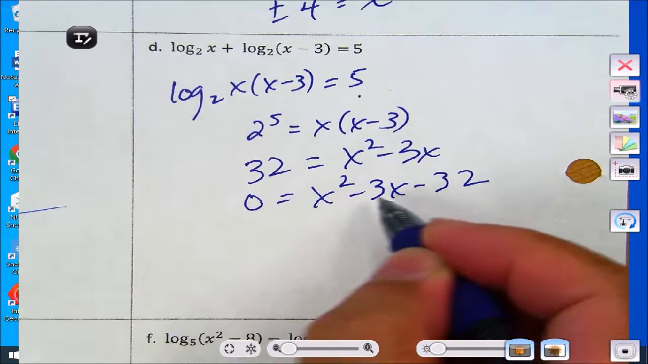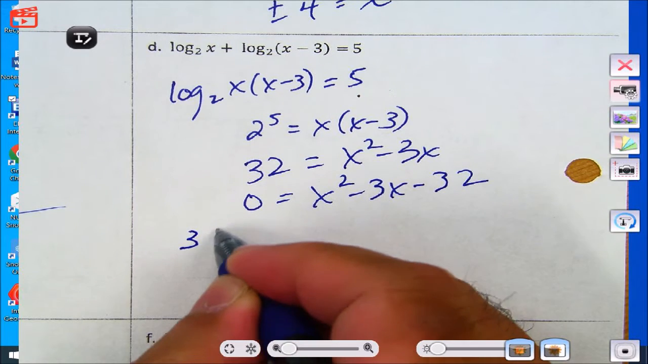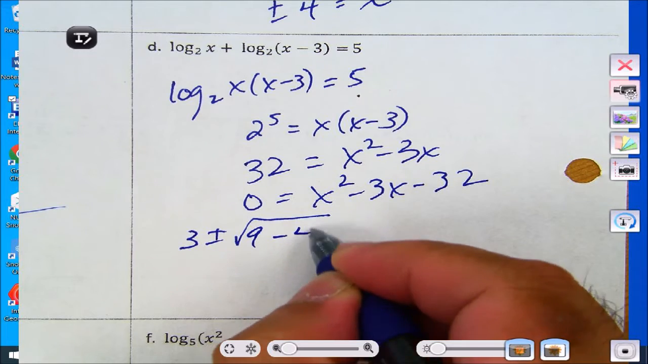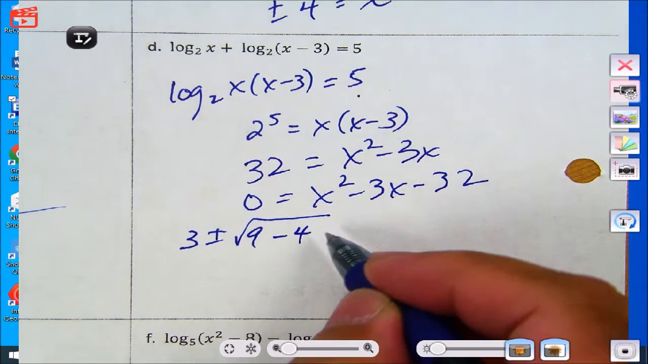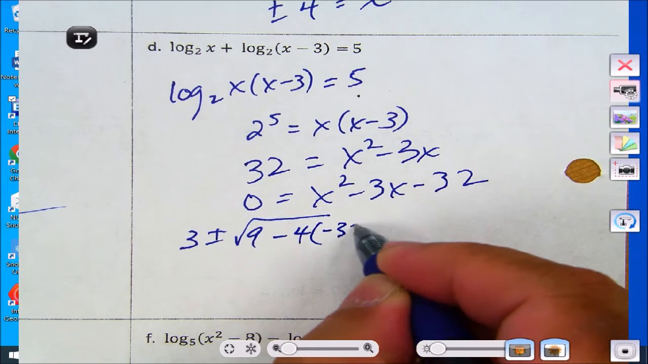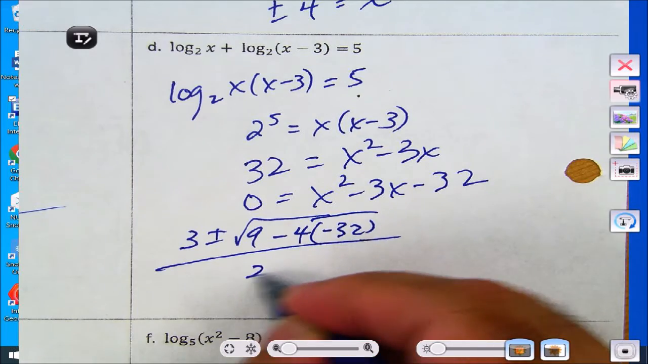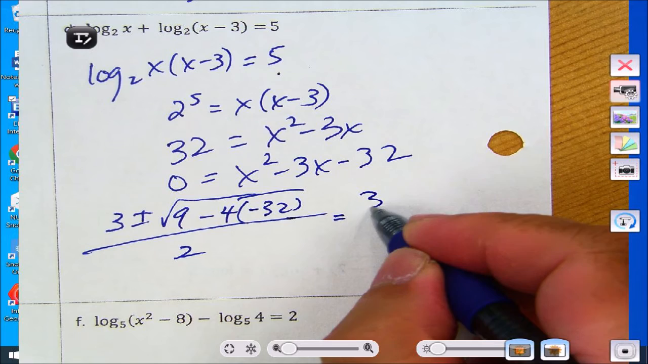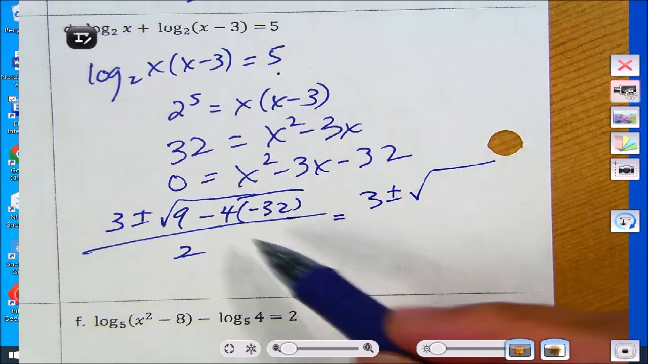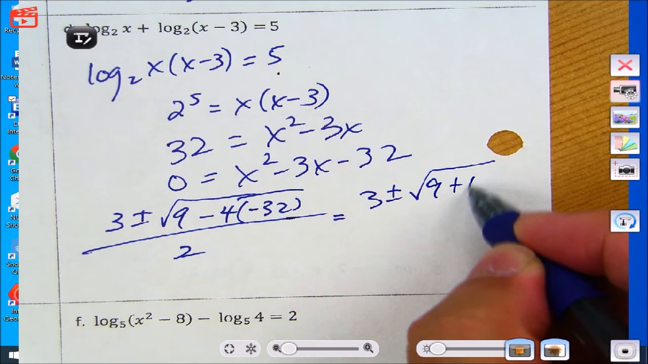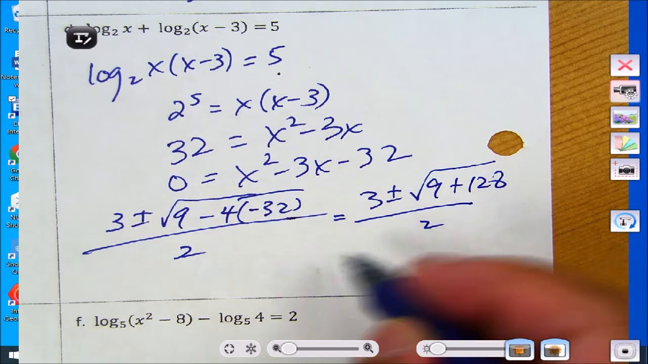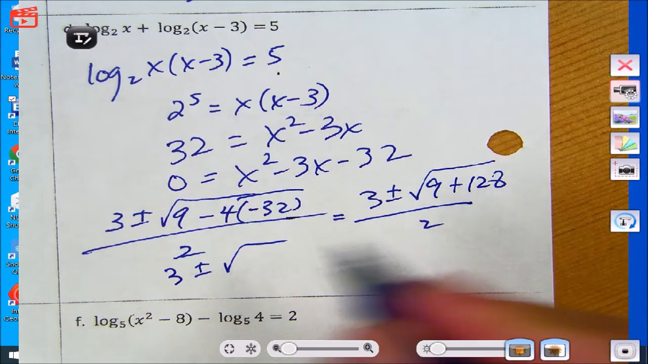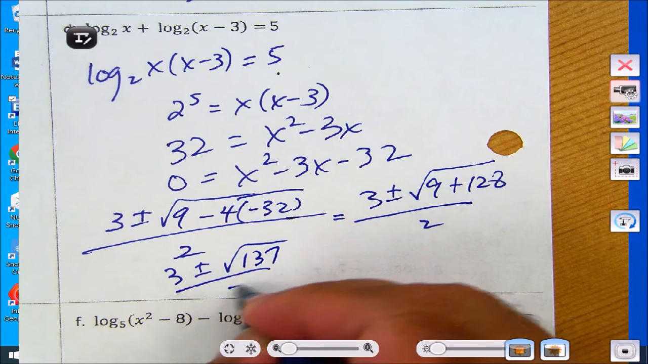Alright, so it's negative b, so it's 3 plus or minus the square root of b squared. That's 9 minus 4 times a. A is 1, and c is negative 32. All over 2. So it's 3 plus or minus the square root of 9 plus 128 over 2. So that's going to be 3 plus or minus the square root of 137 over 2.